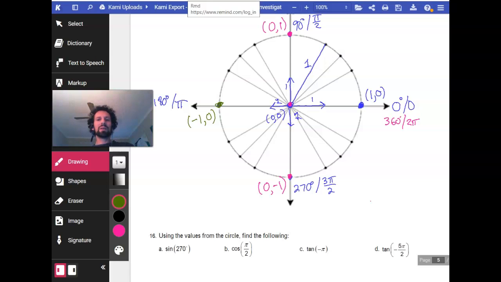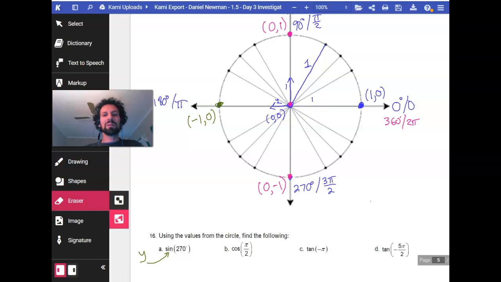Right, let's use the values above to answer questions in number 16. So the first one is the sine of 270 degrees. Recall that sine is always our y-coordinate at the angle. So we just need to locate the angle 270 degrees. So let me erase all this here.